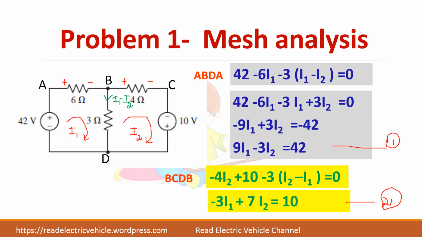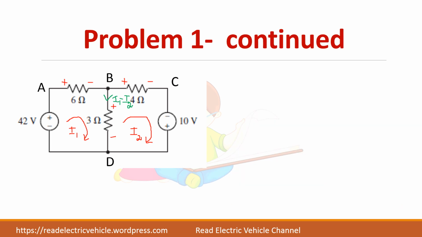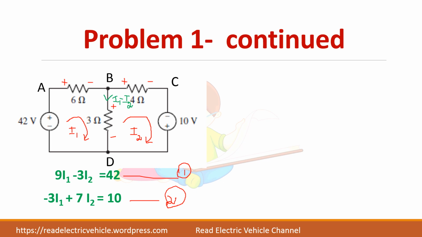Now you have the two equations. You can apply any method and solve them to find I1 and I2. You can use the determinant method, or write the equations in matrix form and solve, or directly solve the equations. I am going to solve them directly. See here, this is 9 I1 and this one is 3 I1, so it is easy to eliminate I1 first. For that, I keep equation 1 as such and multiply the second equation by 3. If I multiply this equation by 3, I will get 9 here, so the 9 gets cancelled.